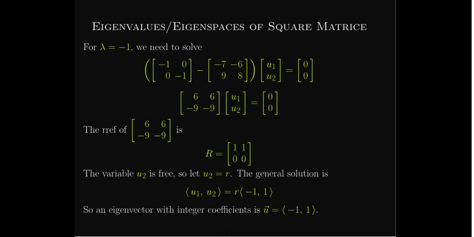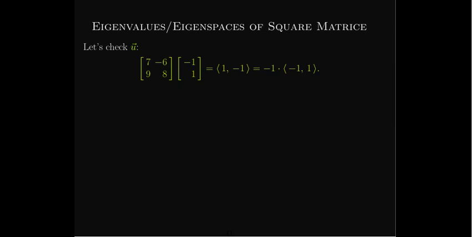And again, we can check that. What is our check? If I multiply our original matrix A times negative 1, comma 1, the output should be negative 1 times u, so 1, comma negative 1. So let's go ahead. We multiply the original matrix A times negative 1, comma 1. I get as output 1, comma negative 1, which of course is negative 1 times the original input vector.